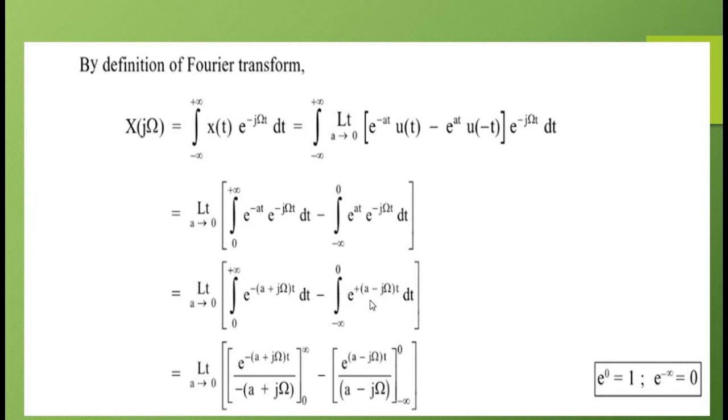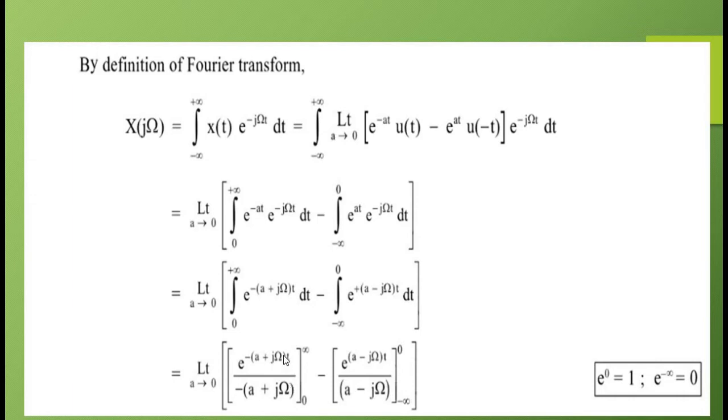Next, what to do? We will have to take the integration. When you integrate, e power theta becomes e power theta divided by the variable value. So on integration, you get limit a tends to 0. The first term becomes e power minus of a plus j omega t by minus of a plus j omega, with limits 0 and infinity, minus the second term, e power a minus j omega t by a minus j omega, with limits minus infinity and 0. Remember, e power 0 is always 1, e power minus infinity is always 0. So next we will substitute the limit values.